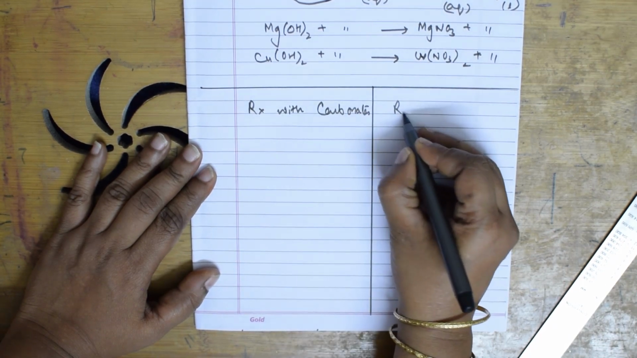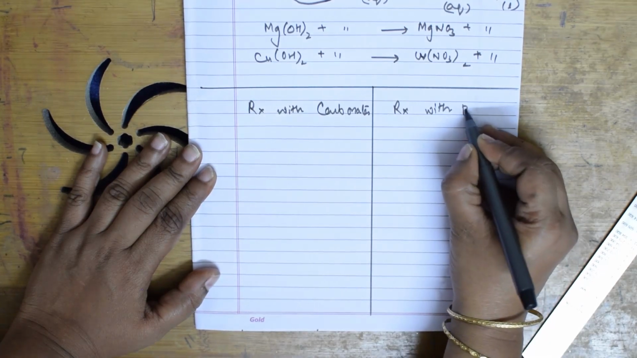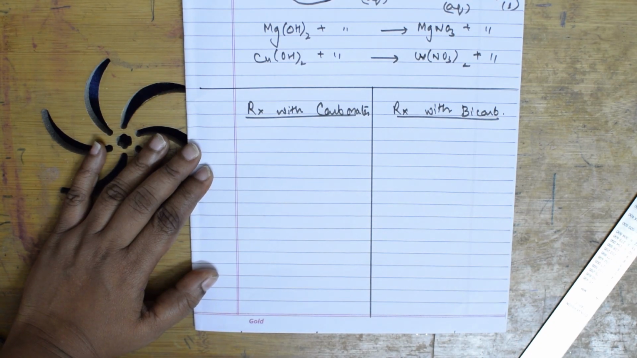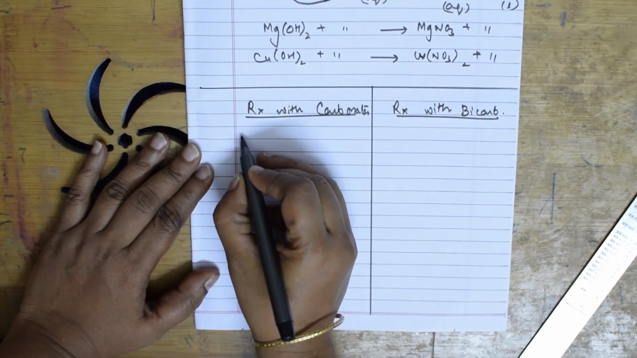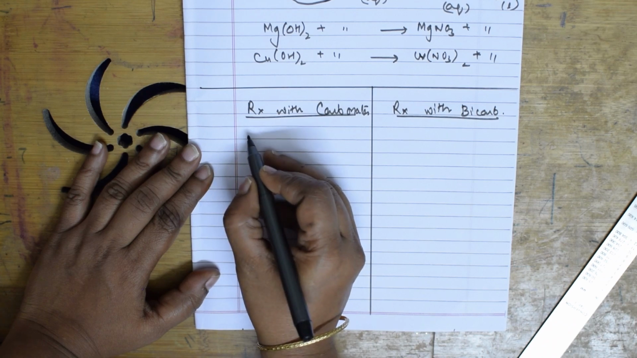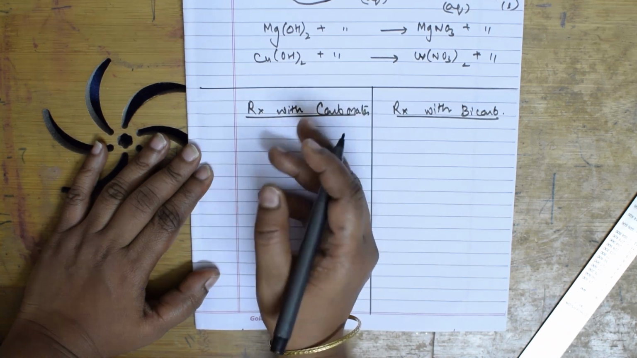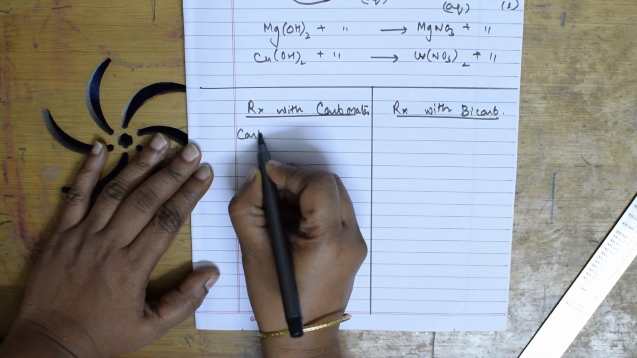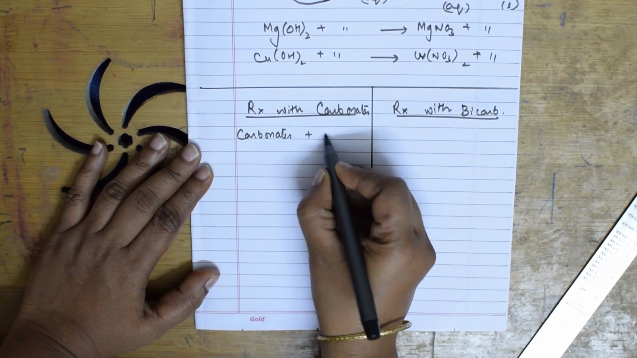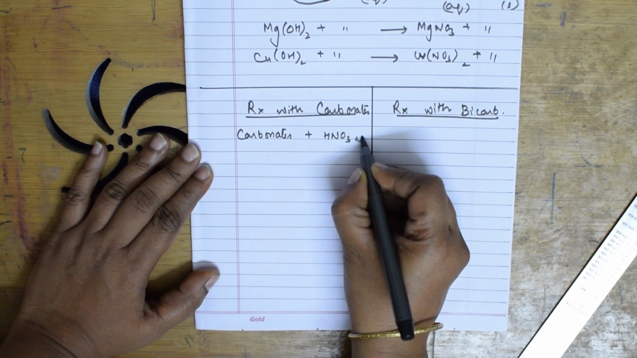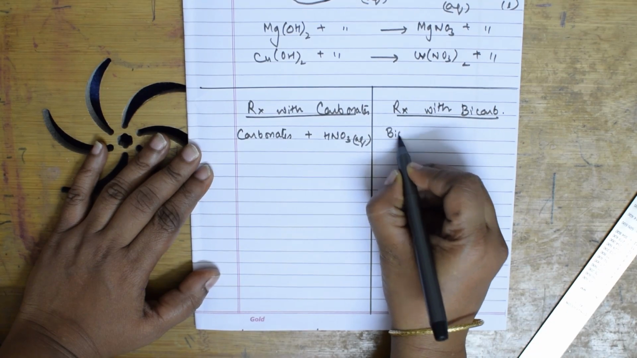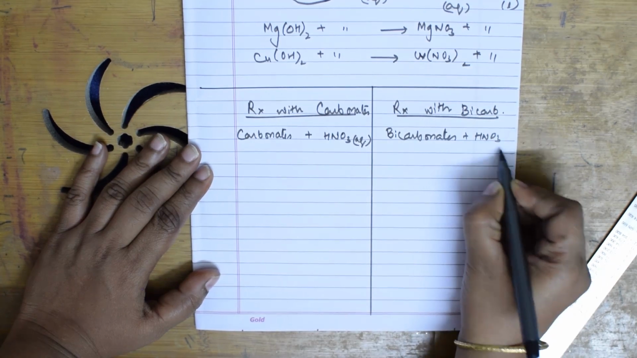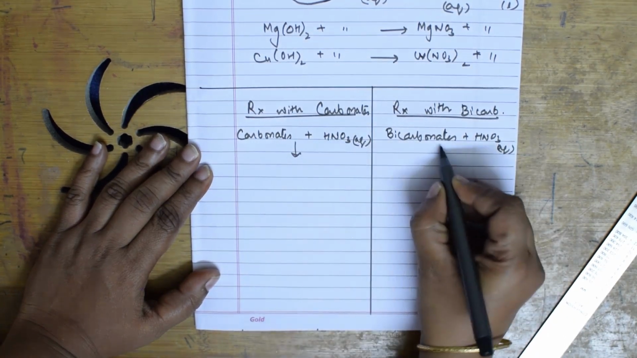Then here I am going to take reaction with bicarbonates. Right, students? Now, carbonates and bicarbonates. Remember, whenever carbonates are reacting, like calcium carbonate, sodium carbonate, lead carbonate, copper carbonate, right? So whenever carbonates are reacting with HNO3, that is aqueous, diluted form. Whenever bicarbonates are reacting, you're going to take HNO3, that is aqueous. What do you get for carbonates and bicarbonates?